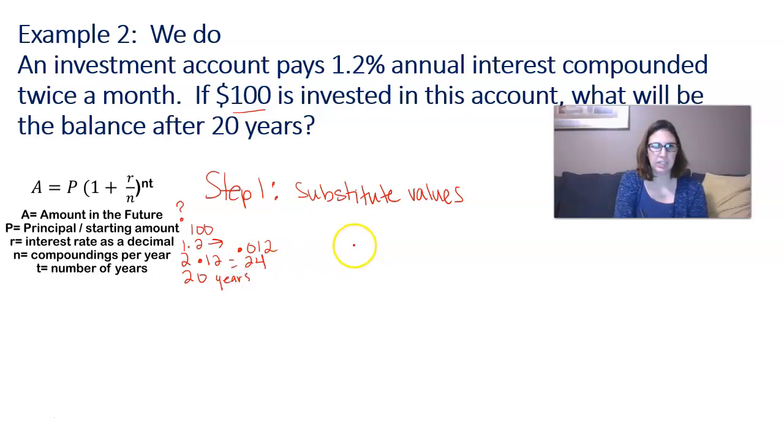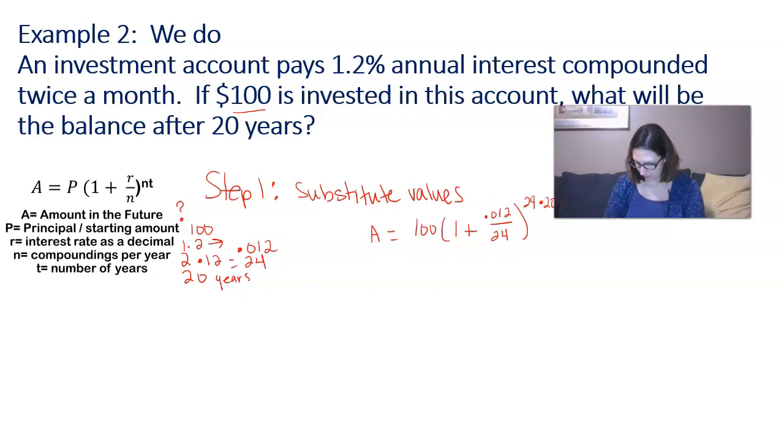Okay, so go ahead and plug it into your formula. So we don't know our A. Hopefully you were able to pause the video and give it a try. Your principal amount was 100, and the number inside the parentheses was 1 plus your rate, 0.012, all over your N, which was your 24 compoundings a year, and this would be to the power of N times T, so 24 times 20. Okay, so that is how your equation is set up.